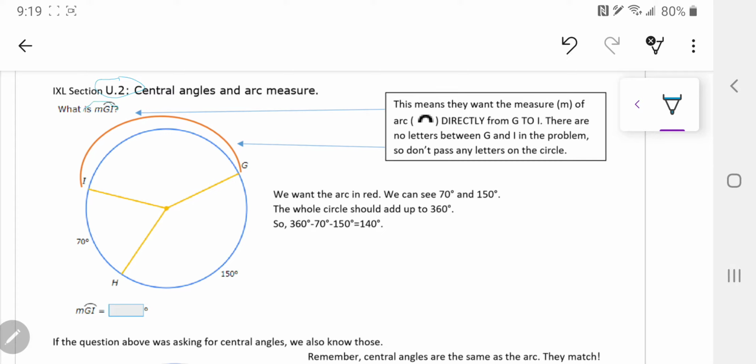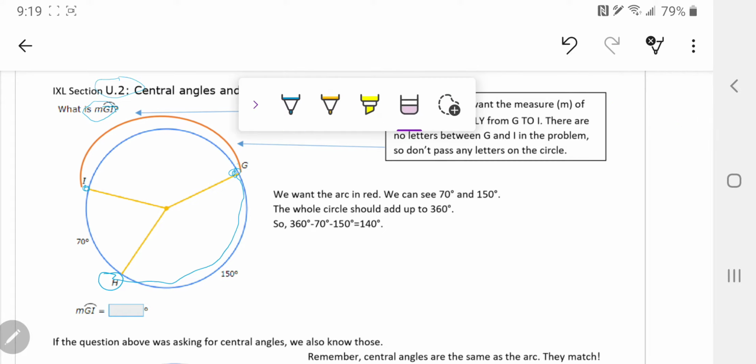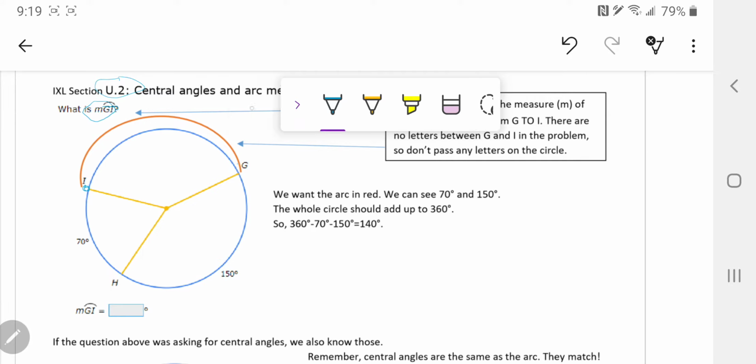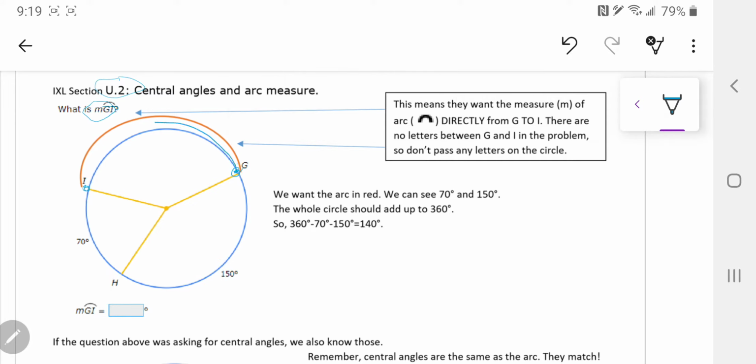This says that they want the measure of the arc GI. So here's G, here's I. They want you to go directly there. They don't want you to go this way because there's an H in there. They would have said GHI if they wanted you to go that way. Because there's not another letter in there, they want you to go this way so that you don't hit any of the other letters. So we want this red arc here that I put.